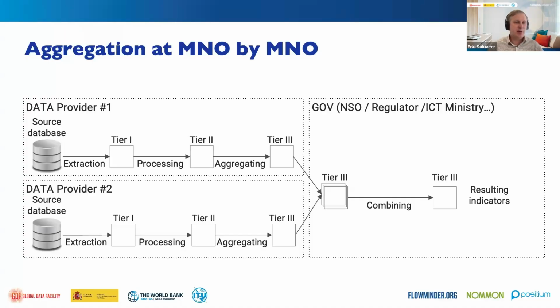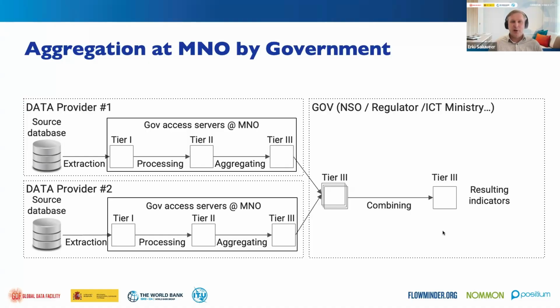Examples of countries that are using this model are Finland and Austria, where they are both really hoping that the mobile network operator is very rigorous throughout the process of aggregating the data. This is the easiest to start with. I will tell the pluses and minuses of this in an upcoming slide.